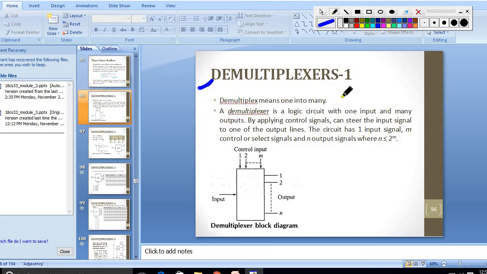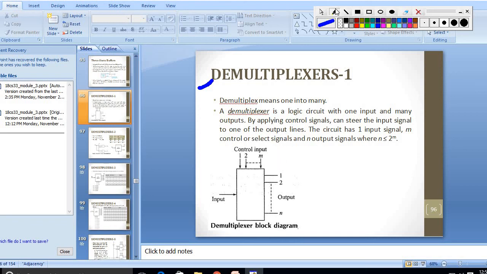So demultiplexers, in terms of definition: a demultiplexer is a logic circuit with one input and many outputs. By applying control signals, we can steer the input signal to one of the output lines. So the circuit has one input signal, m control or select signals, and n output signals, where n is always less than or equal to 2 power m. And one more thing you have to remember: these control inputs are nothing but the select lines. Control inputs or select lines.